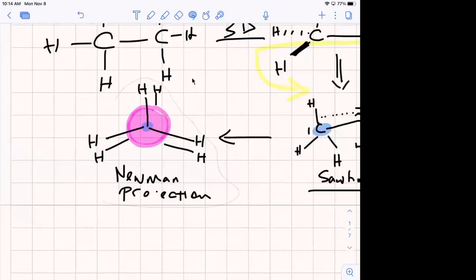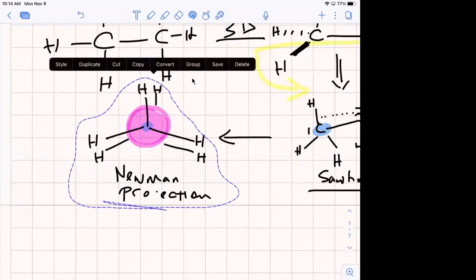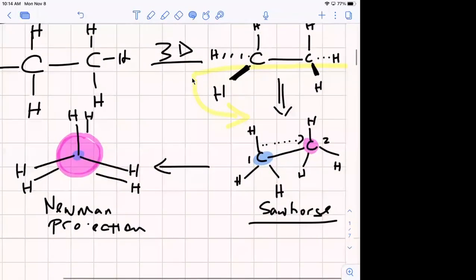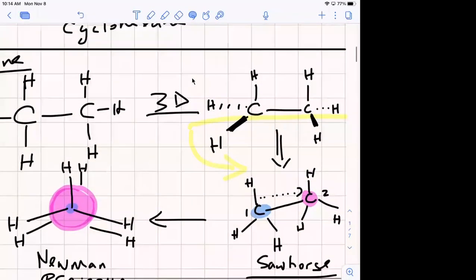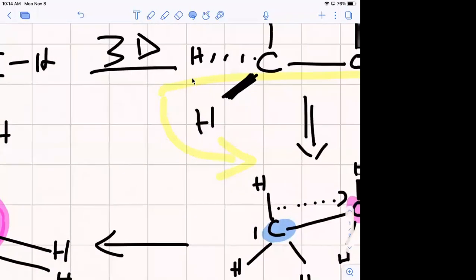So the sawhorse, are you looking from the side? Or slightly, you're looking at an angle. You're looking from an angle, not dead on from the side, because that's what we see up top with the wedges and dashes. But if you were looking at a slight angle, like standing exactly in front of this hydrogen, then you will see what the sawhorse would look like. Okay. Good question.